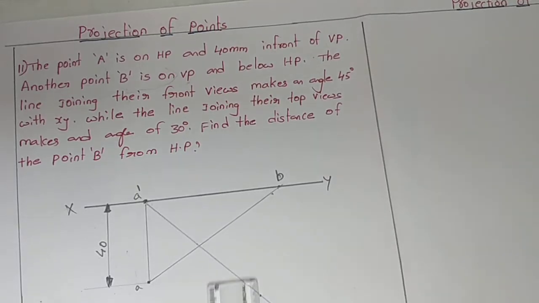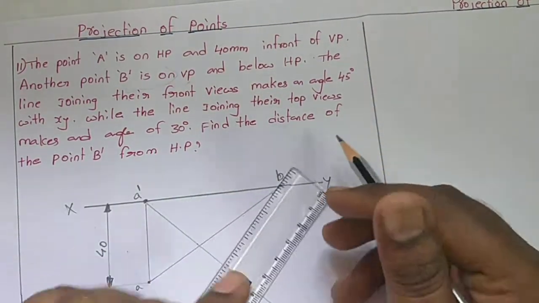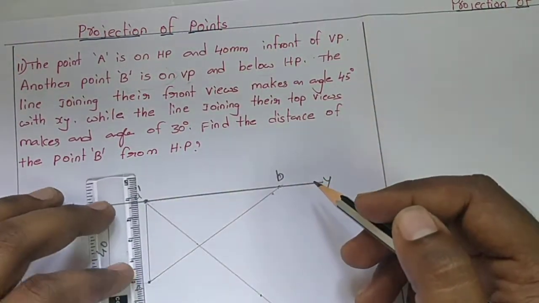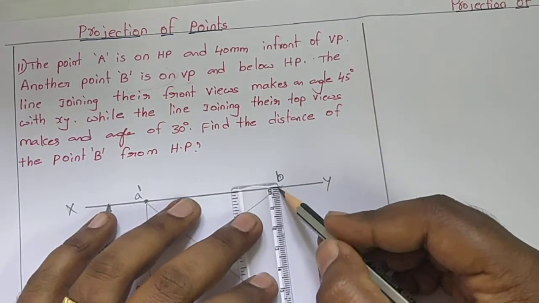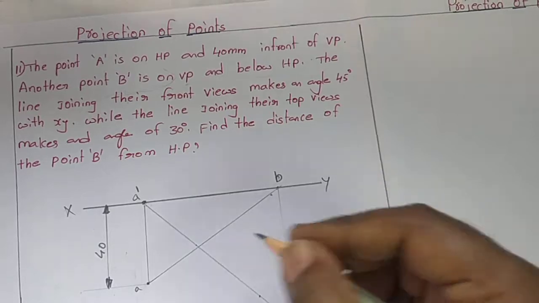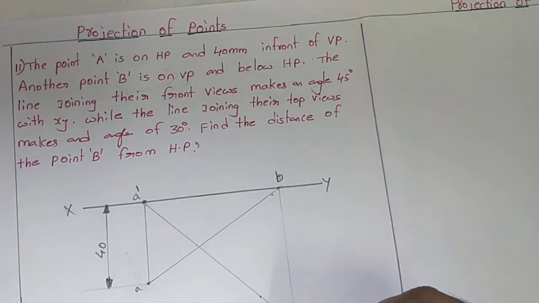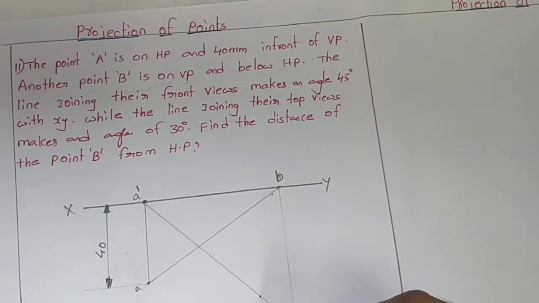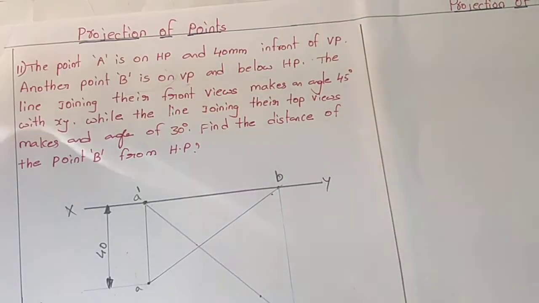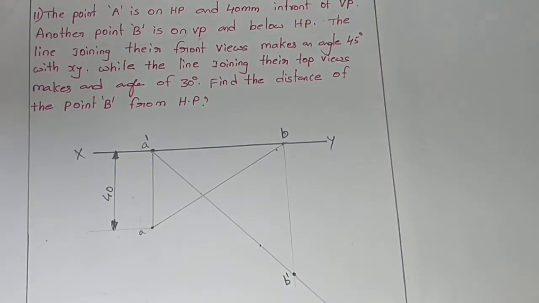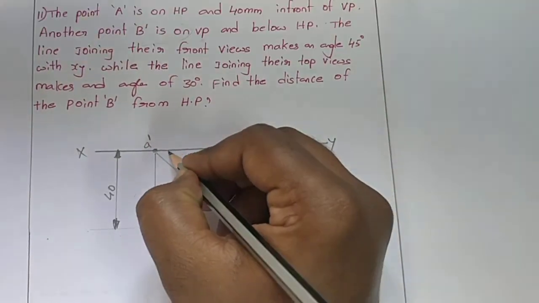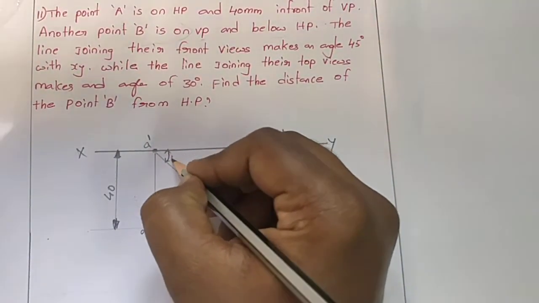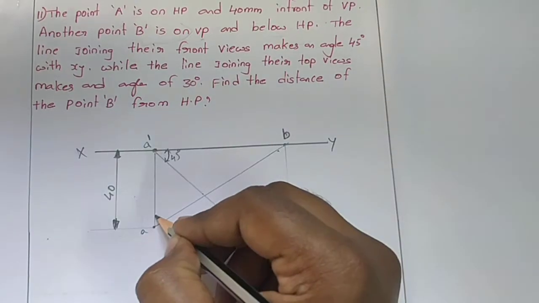Now we got the top view. Next, draw the projection parallel to A dash A. Draw one line. It will intersect this 45 degrees line at one point. This point is known as B dash, which is the front view. Okay, like this we need to draw.